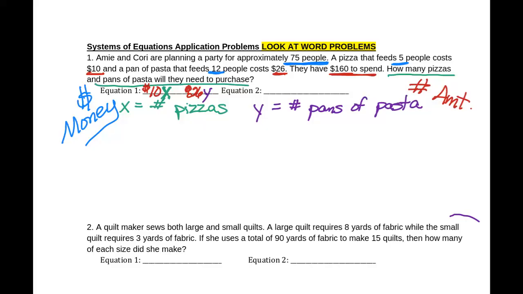And we are talking about money. How much total can they spend? 160. That's like your total. Your total is usually at the end of the equation. So this is equal to $160.